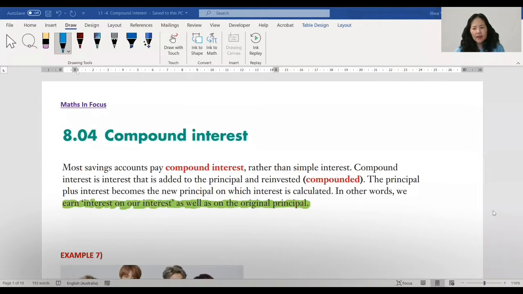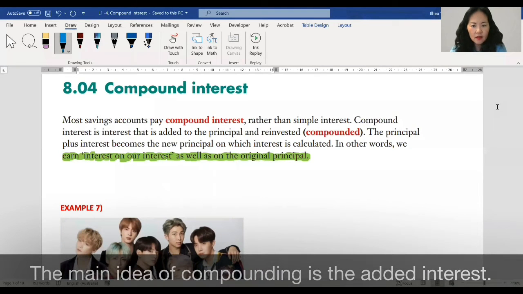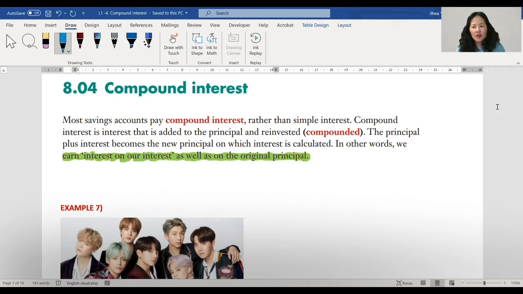Compound interest is the most popular one in the business world and in finance. It is basically earning interest on interest. Compound means keep adding. That's why it's very popular, because you can earn a lot. Let's have a look at an example.